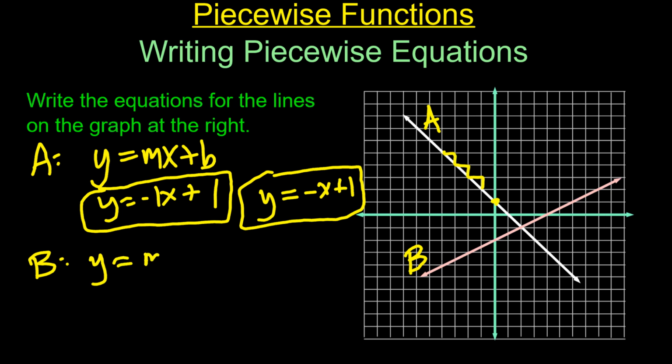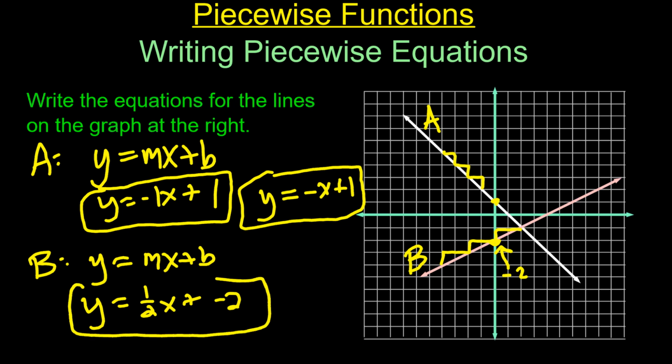And then for B, same idea, y equals mx plus b. Our slope is going to go up 1 over 2, up 1 over 2, up 1 over 2. And so my slope is going to be 1/2. And then my y-intercept is down here at -2. So plus -2, or you might say y equals 1/2 x minus 2. Same thing. All right, so just a review of writing equations of lines. If you're learning about piecewise functions, this should be a review for you.